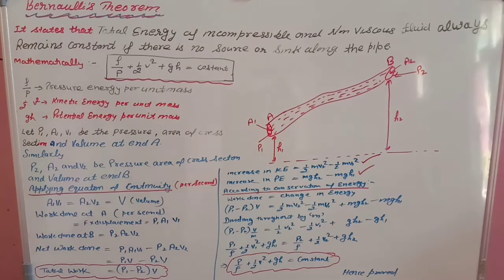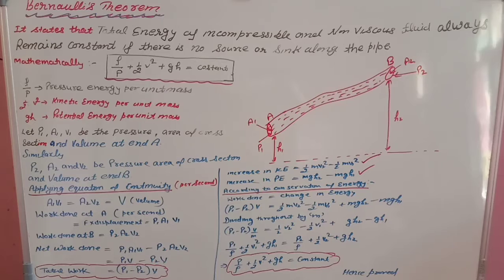Everything is written in your theory: let P1, A1, V1 be the pressure, area of cross section and velocity of liquid at end A. Just add this word. Similarly, P2, A2 and V2 are the pressure, area of cross section and velocity at end B. Okay students, now applying the equation of continuity. Your equation of continuity says that A1 V1 equals A2 V2, and this I have taken equal to volume. Now again the question: how is it equal to volume?